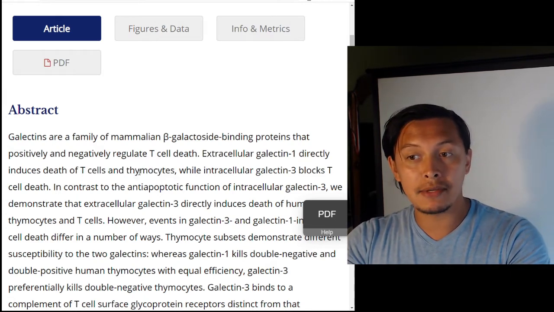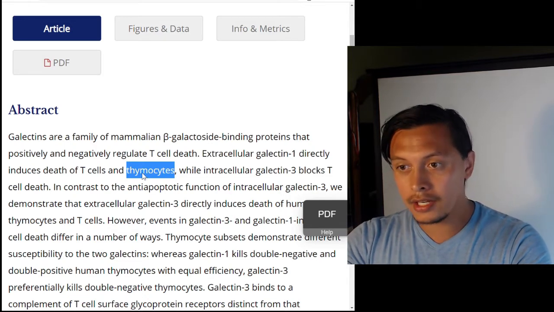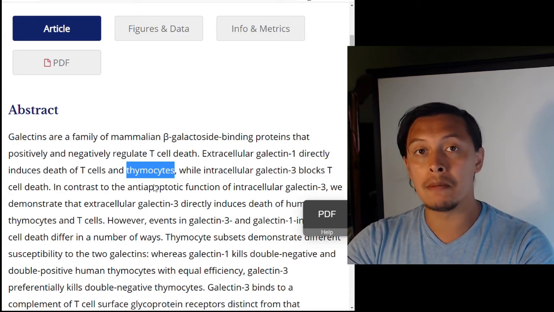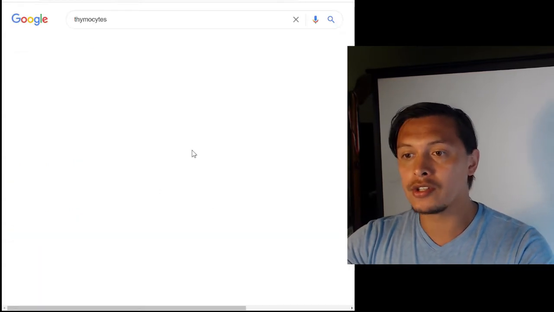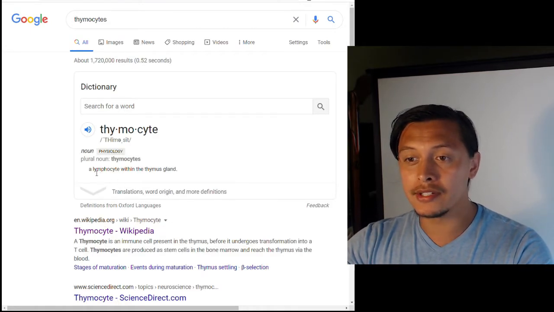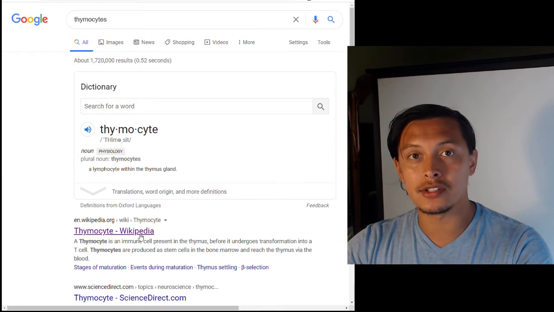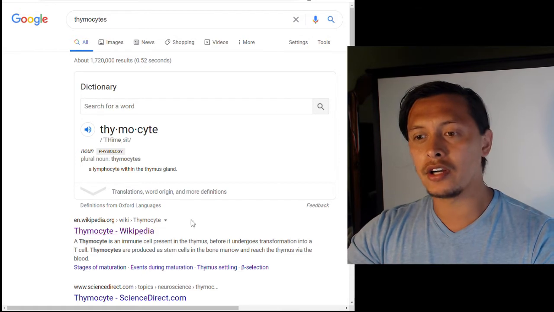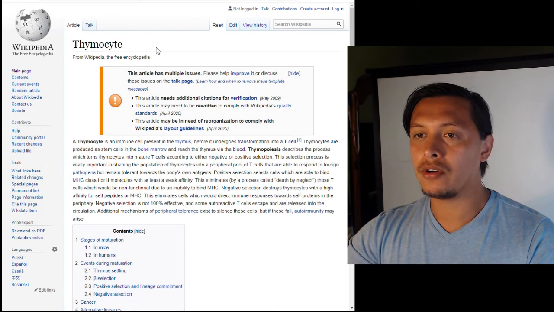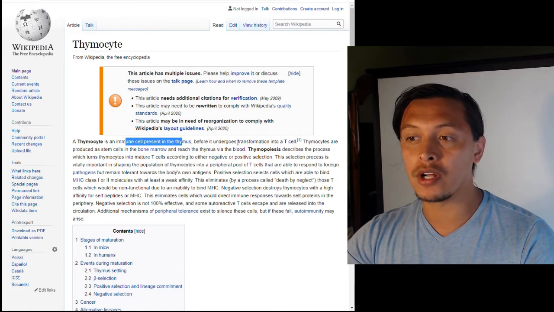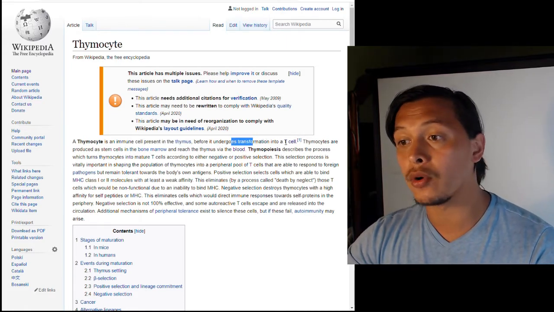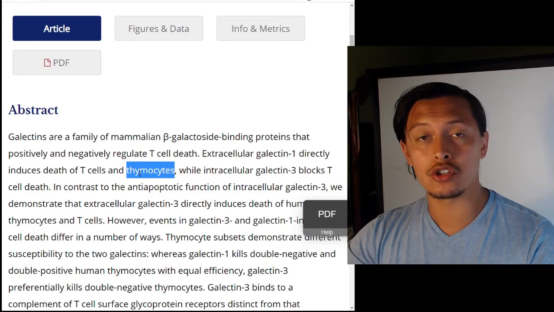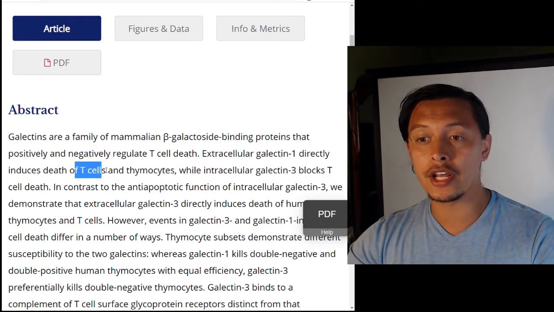The thymocytes are the immune cells that have migrated to the thymus in order to mature into T cells. These are lymphocytes, so they are white blood cells associated with the lymphatic system. Thymocytes are immune cells present in the thymus before they undergo transformation into a T cell. The T in T cell comes from thymus. So these thymocytes go to the thymus in order to turn into T cells.